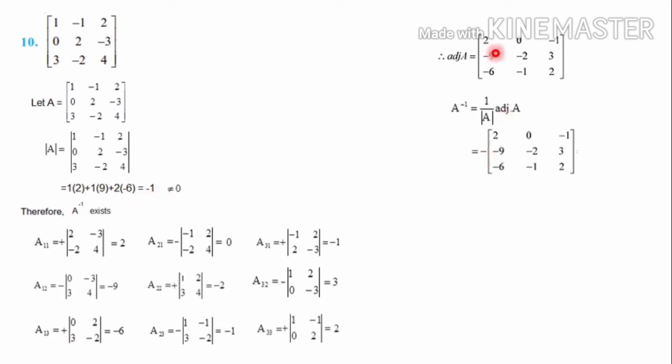Then Adj A is, we have calculated here 2, 0, minus 1, minus 9, minus 2, 3, minus 6, minus 1, 2. Just take this minus symbol inside, multiply it inside, that is minus 2, 0, 1. This minus into minus plus 1. Then again this minus minus plus. So we have got 9. Then this minus 2 becomes plus 2. Then this 3 becomes minus 3. Minus 6 becomes 6. Minus 1 becomes 1. And finally 2 becomes minus 2.